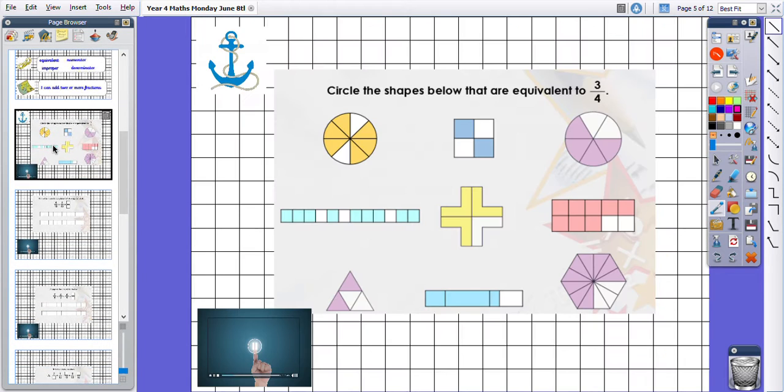So, your anchor task today, you need to pause the video at this point, and I want you to circle the shapes below that are equivalent to 3/4. Okay, so if you don't have this printed out, what you could do is label them A, B, C, D, E, F, G, H, I, and you could list the shapes that are equivalent to 3/4. So thinking about those equivalent fractions, pausing the video now and having a go.